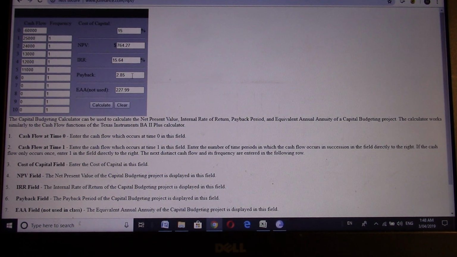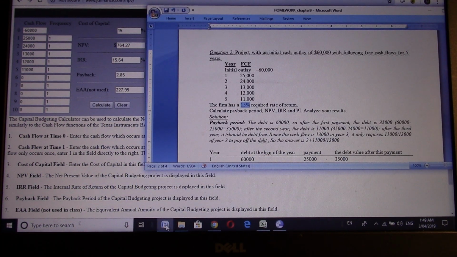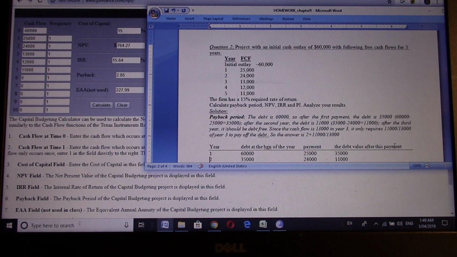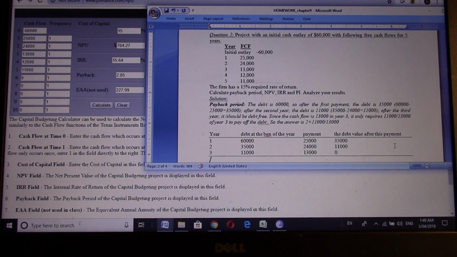So the payback period should be 2.85, IRR is 15.64%, NPV is $764.27, and EAA, we're not using this approach in this chapter. Okay, so you can use the NPV command or the IRR command. To calculate the payback period, you just calculate until the year you can pay off your debt completely.